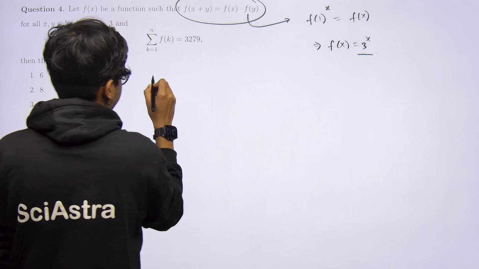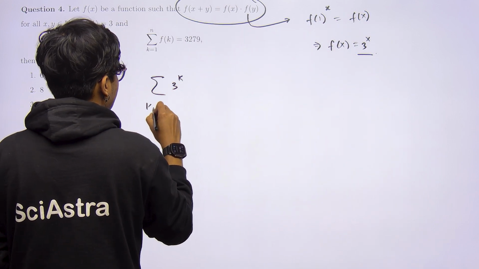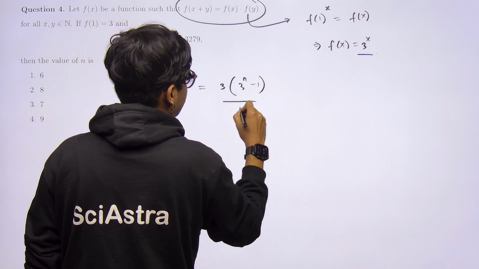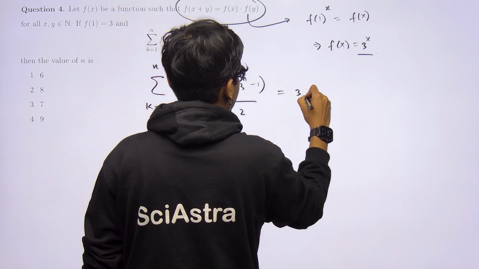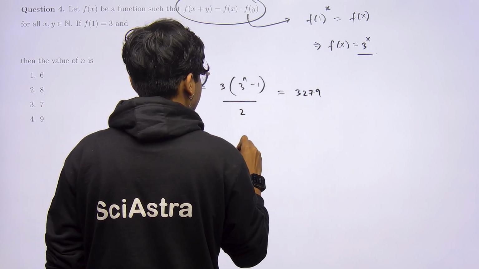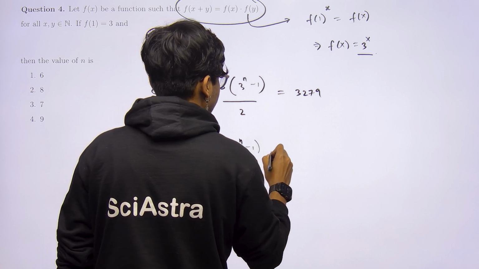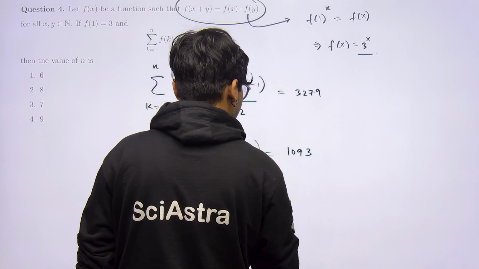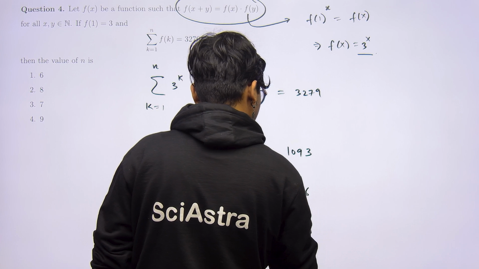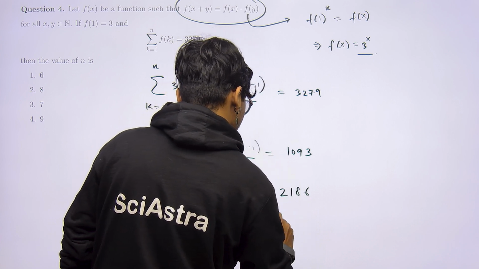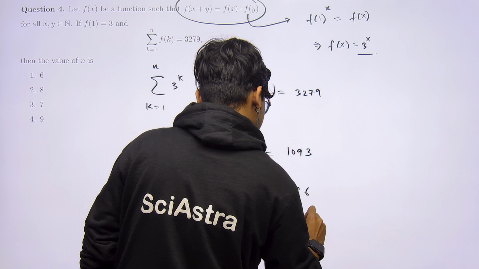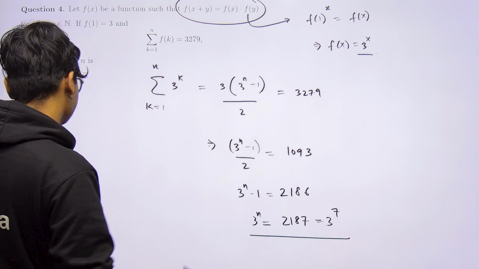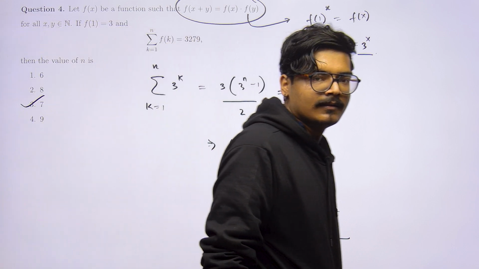So this summation basically turns out to be the summation of 3 to the power k, ranging from 1 to n, which is nothing but 3 times (3 to the power n minus 1) divided by 2. And this sum is given as 3279. So from here we can say that (3 to the power n minus 1) by 2 should be equal to 1093, which gives me 3 to the power n minus 1 equal to 2186. 3 to the power n is equal to 2187, which is nothing but 3 to the power 7, which gives me n equal to 7. It's as simple as that. So the right answer is again option 3, it's 7, okay?